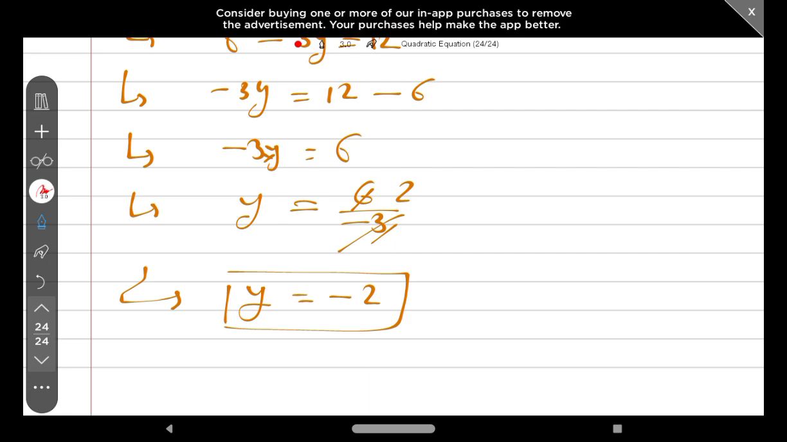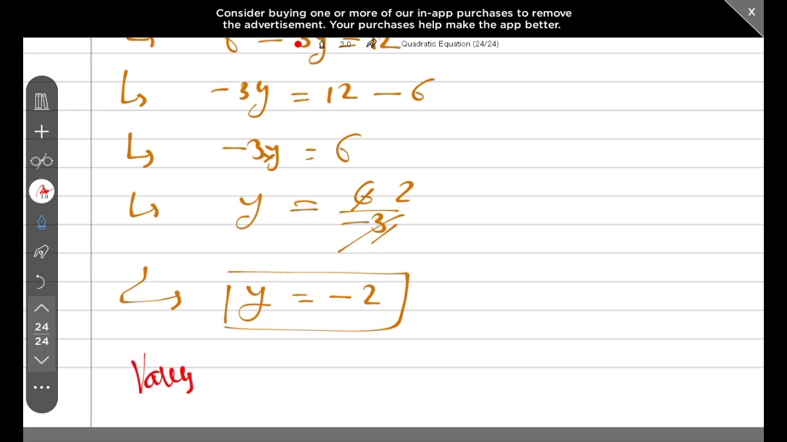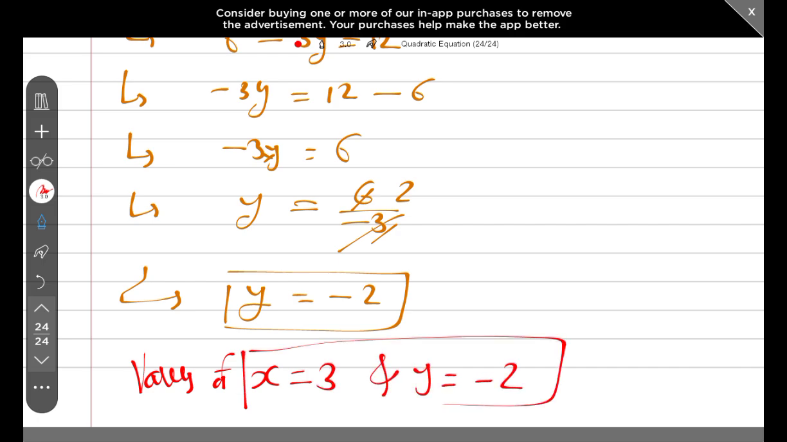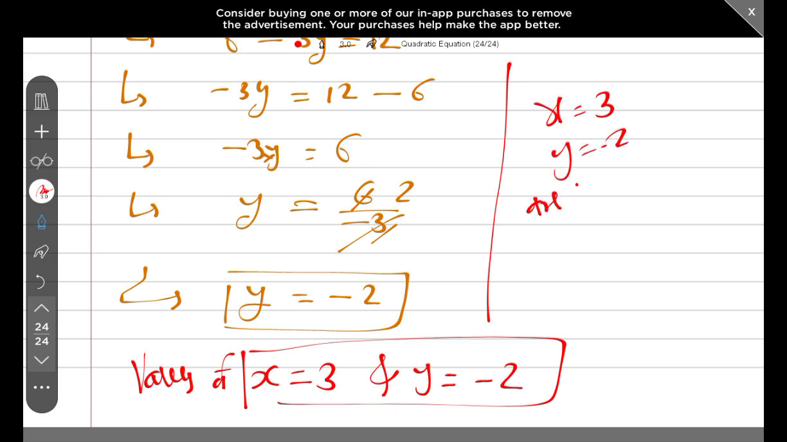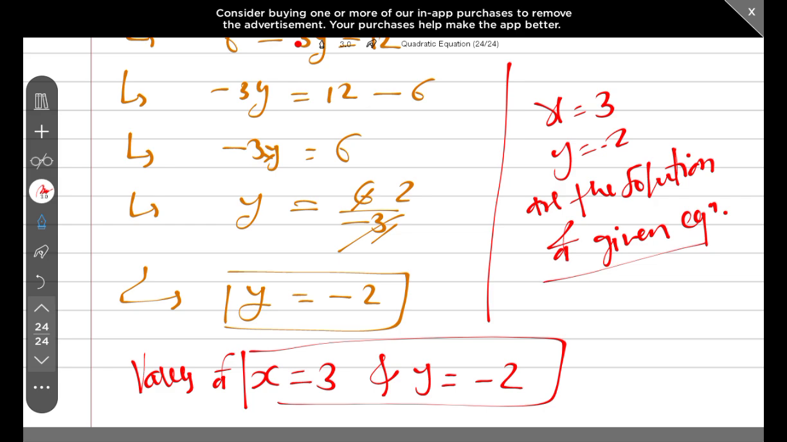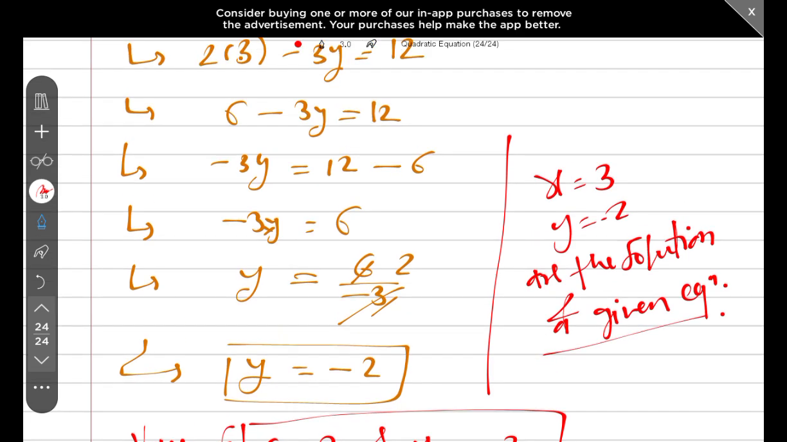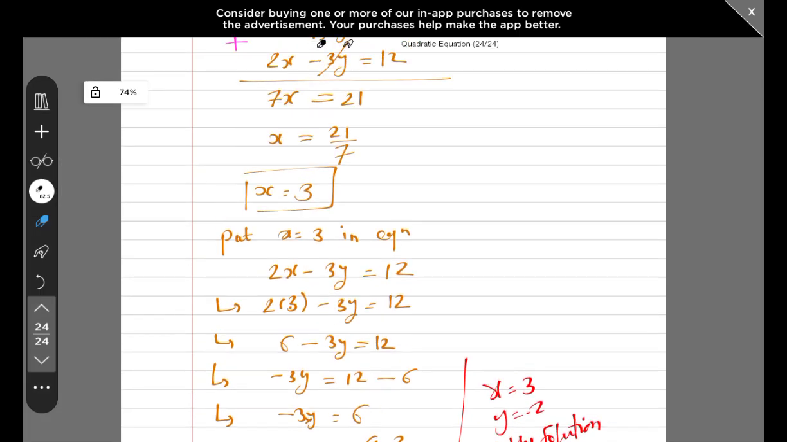So by solving the above equations, I get the values of x and y. What values do I get? The value of x I get 3 and y I get minus 2. So I can simply write x is equal to 3 and y is equal to minus 2 are the solution of the given equations. That's it. Clear, everyone? I hope you are getting everything clearly.